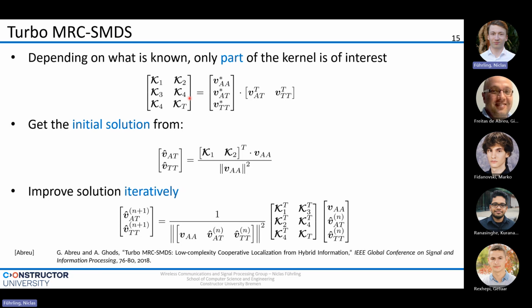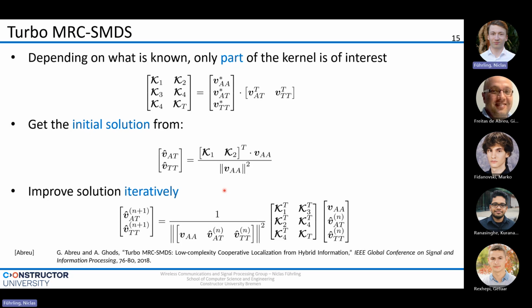And how this is solved is quite simple. You can just rearrange it a bit so you can get an initial solution by the measurements. So K1, K2 comes from measurements, and then you have your VAA, which is known. That's why you can use it for the initial solution. And then you have some VAT and VTT. And then the complete solution is that you iteratively update it so that in the end, VAT and VTT is your outcome, such that you can then fill that in the full kernel to solve for the positions.